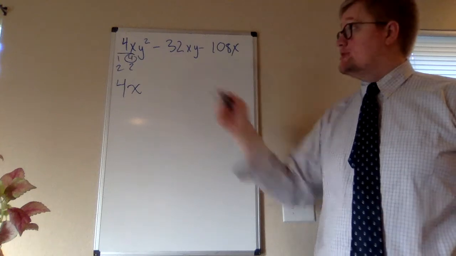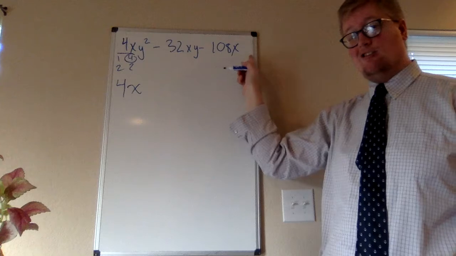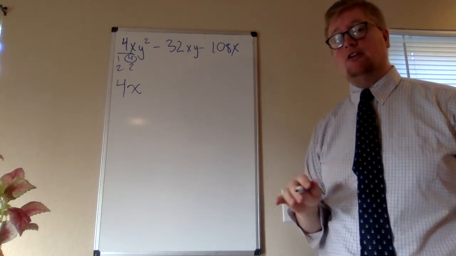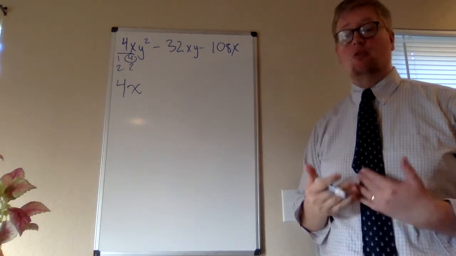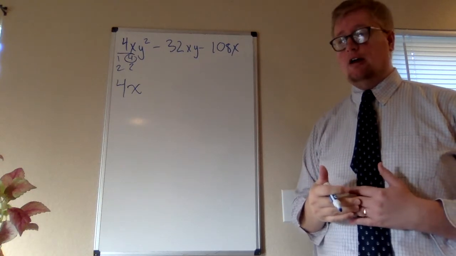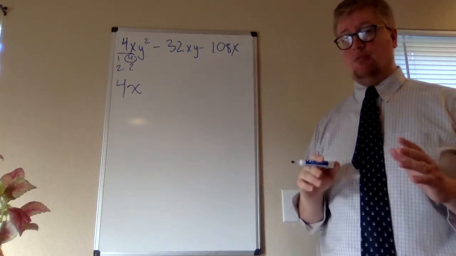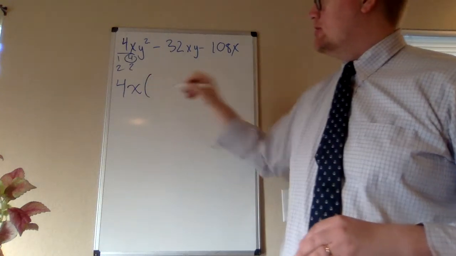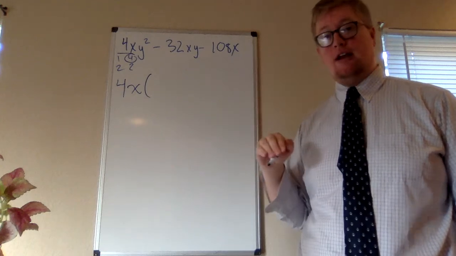Then I look at the y's. Y squared, y, and no y. Because this term is missing a y, it is not going to be part of my greatest common factor. Don't get tripped up if there's more than one variable in these terms. You're only going to factor out variables that are in every term. So this right here is my greatest common factor. And from there I start dividing out.